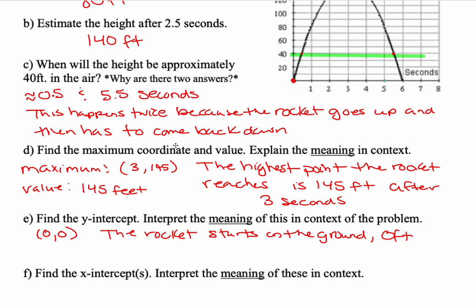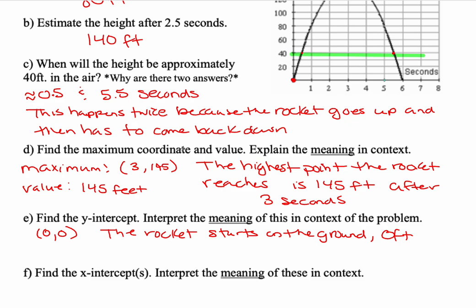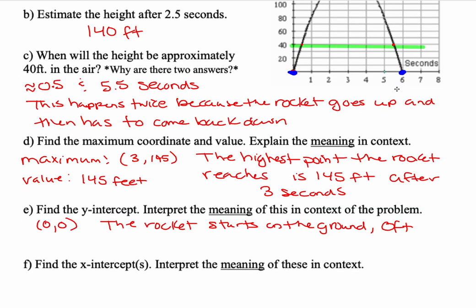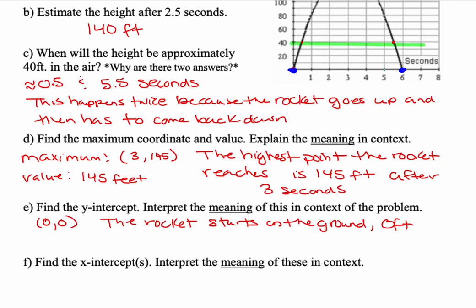The next question says find the x-intercept or intercepts, meaning there could be multiple, and interpret the meaning of these in context. So the x-intercepts are when the y value is 0 or when it crosses the x-axis. So coming up to our graph, we have the x-axis is here, and it crosses, or it touches at one location and then at a second location. There are 2 locations where it hits the x-axis. Those 2 locations are at 0, 0, but it's also at 6, 0.